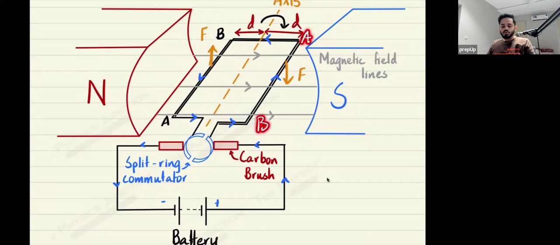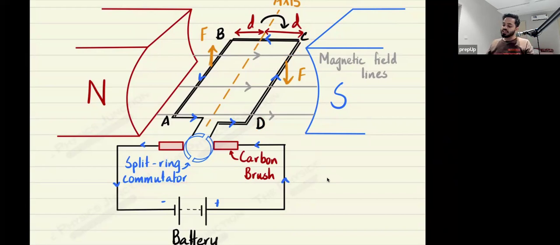And if these are connected using wires, then the direction of the current in AB would still be downwards. Okay, sorry, this is A, this is B. So the direction of the current would still be downwards like this, right? But now if the direction of the current is downwards, what does this mean? This means that this would now experience an upward force. So would the motor just keep rotating like this? Would it never go through an entire turn? That's the reason we have a split ring commutator in place.